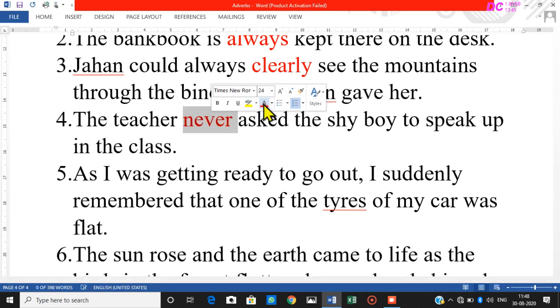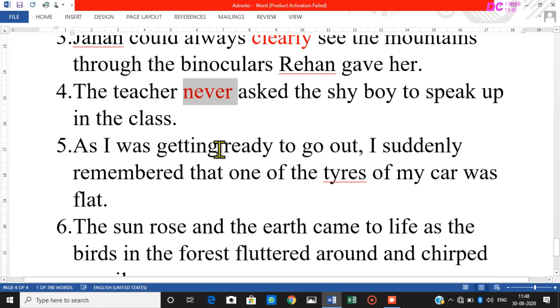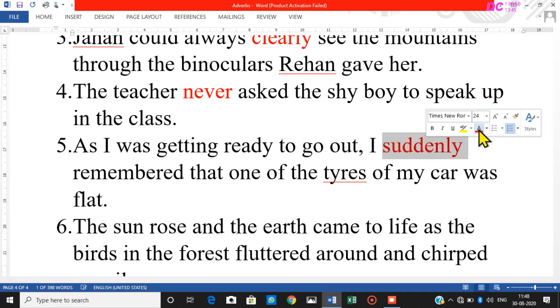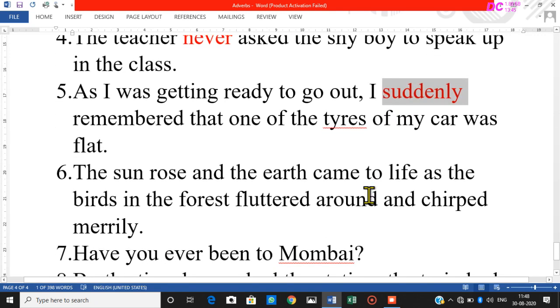I was getting ready to go out. Suddenly, in this sentence, suddenly is the adverb. You have to tell me. The sun rose and the earth came to life as the birds in the forest clattered around and chirped merrily. Here another: have you ever gone to Mumbai? Now tell me, what does it modify?